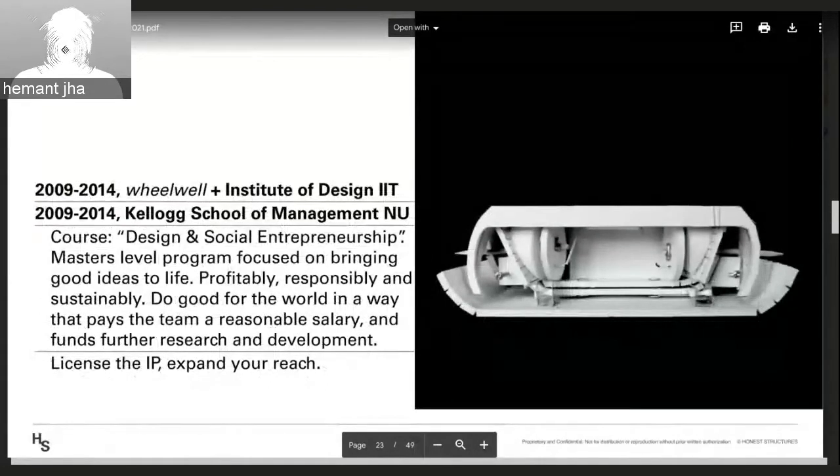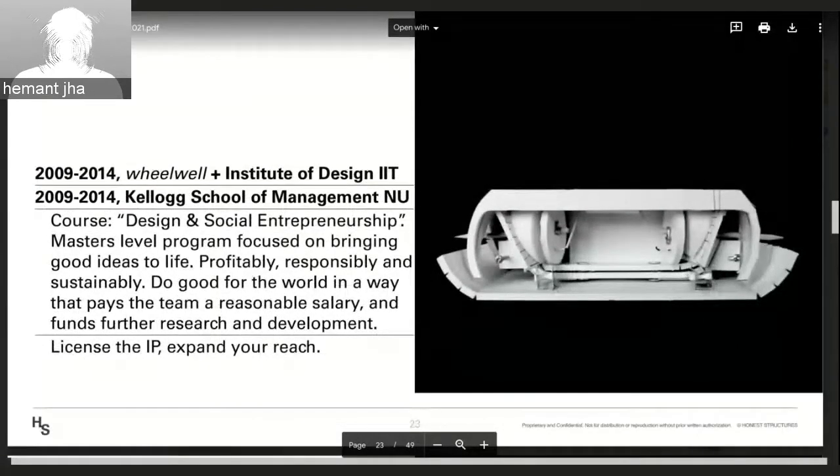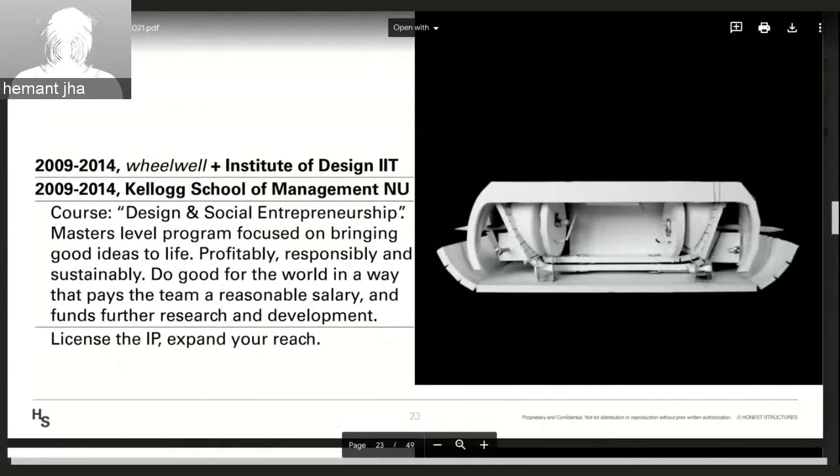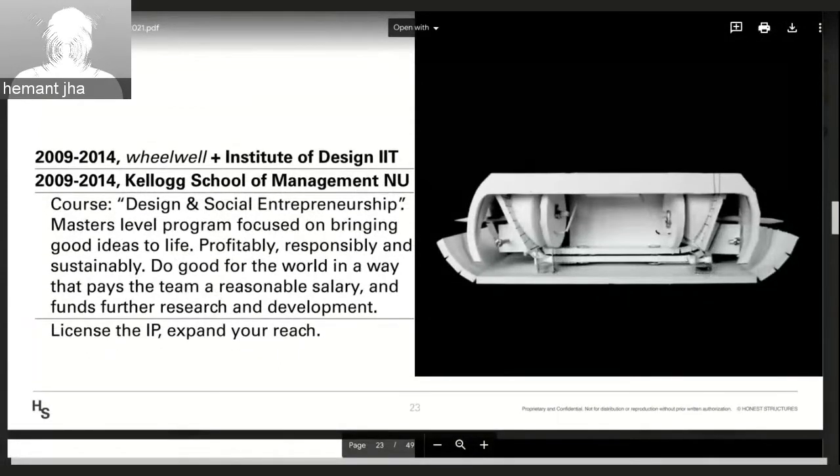Then from 2009 to 14, I did a few things. I started a nonprofit called Wheelwell, and I also started teaching at both the Institute of Design at IIT and the Kellogg School of Management at Northwestern University. And this was the program that I created and I taught, and it was about design and social entrepreneurship. Right, it was a master's level program and was focused on bringing good ideas to life.